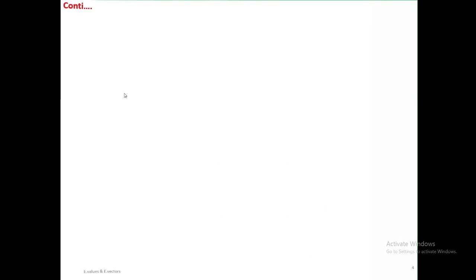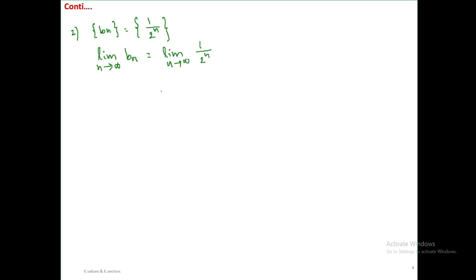1 upon 2 raised n, second one. Call that sequence Bn. Sequence Bn is 1 upon 2 raised n. Now again same story, limit n becomes large or n tends to infinity, the nth term of that sequence we need to calculate. So limit n tends to infinity, the nth term of the sequence is 1 upon 2 raised n. Again we should not write limit, already applied here. Now 2 power infinity is infinity, so 1 upon infinity, so that value is 0.